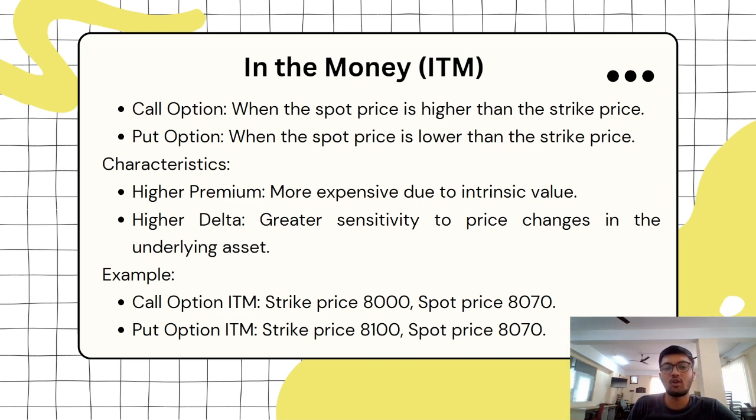So take a call option at a strike price of 8,000. If the underlying is currently trading at 8,070, the in the money call option will be 8,000. In the case of out of the money, the strike price will be 8,100. I think I am crystal clear.